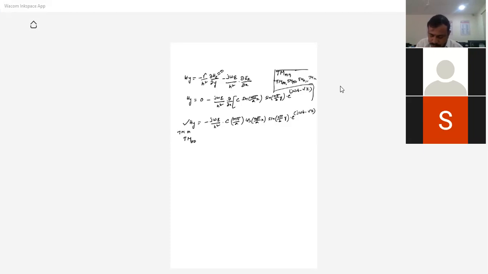You can put a heading, TM modes, that is TM suffix m and n. Okay, that means TM00 means here m is equal to 0 and n is equal to 0. Now see for our 6 equations, with m equal to 0 and n equal to 0, you can say what is the Ex, what is Ey, what is Ez, and what is the Hx, what is the Hy and what is the Hz.